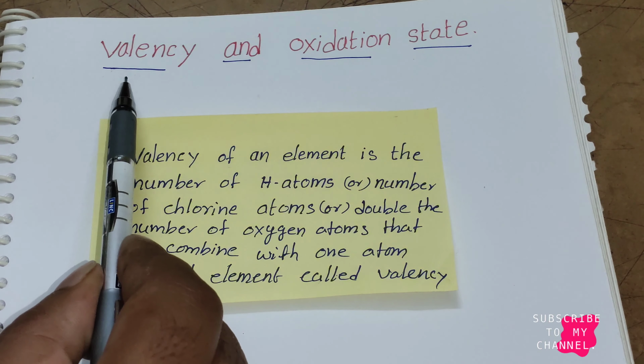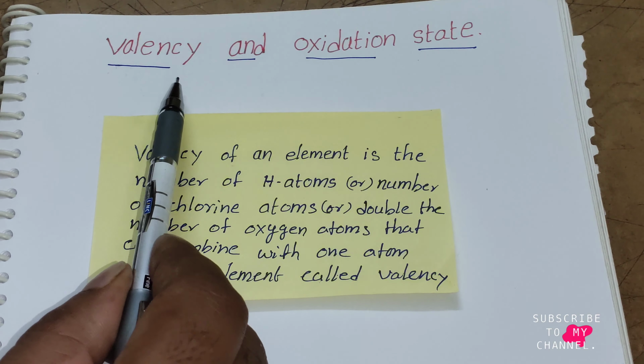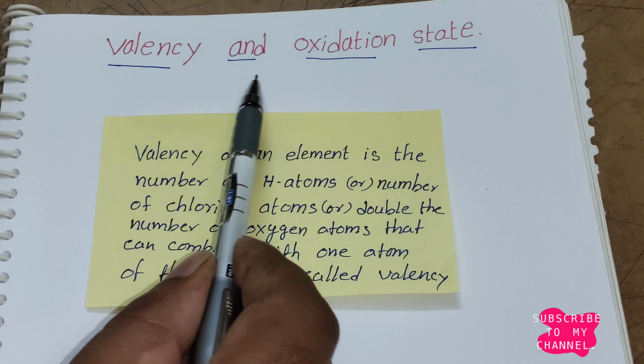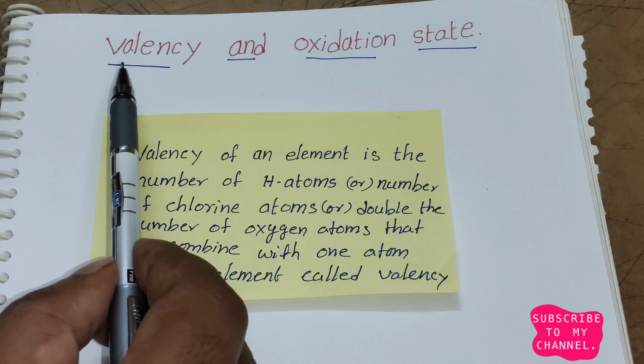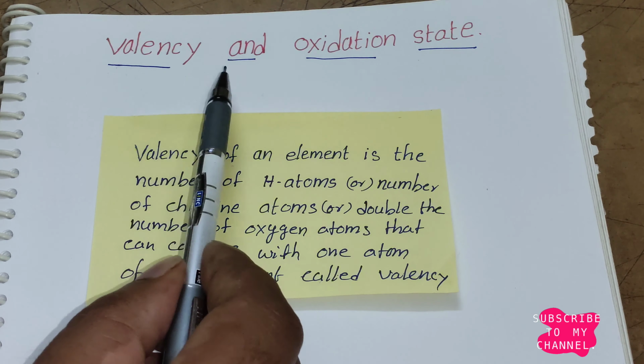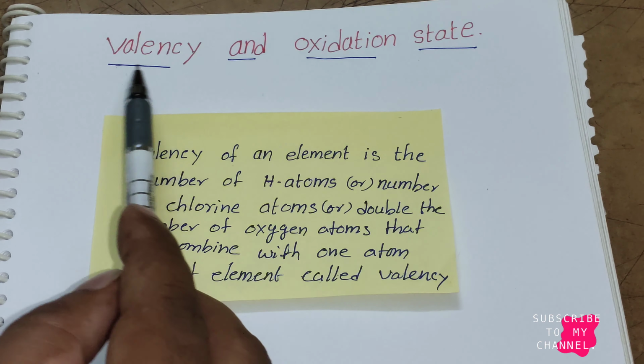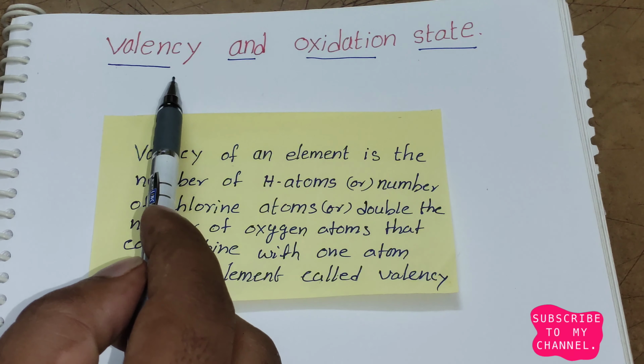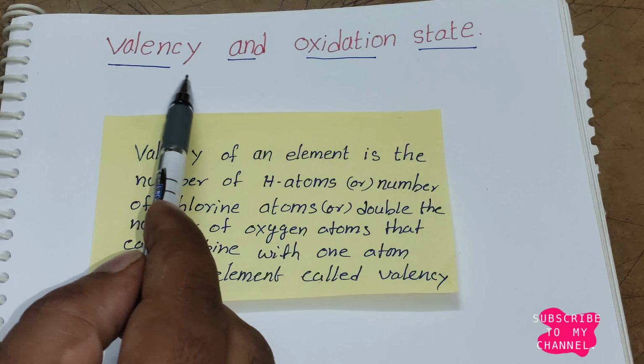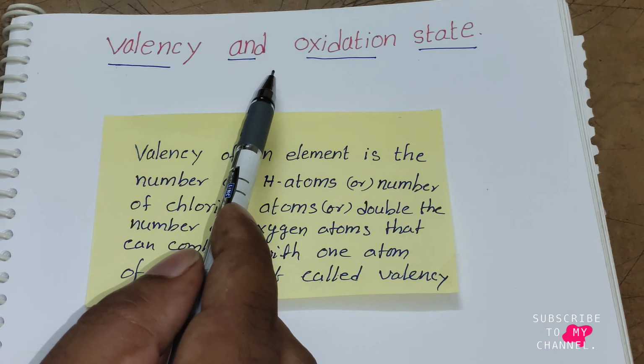Hi students, today in this video I will explain one of the important topics, that is valency and oxidation state. Most of the elements do not occur in a free state, especially the elements in the s block and the p block. Those elements are available in combined form. Why? Because they form ionic or covalent compounds.